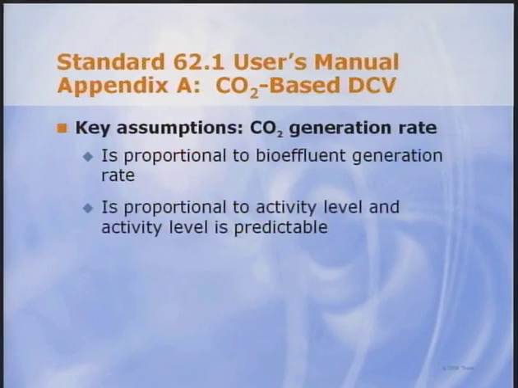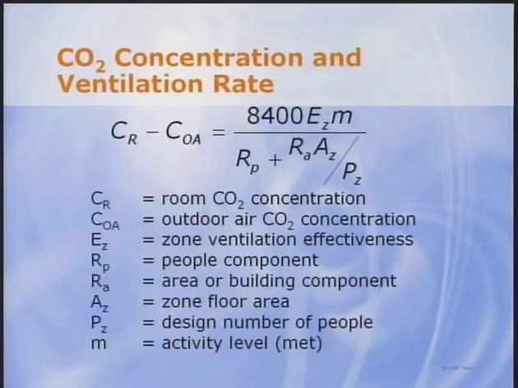The second assumption is that CO2 and bioeffluents are generated at a rate proportional to activity level in a known manner, and that activity level can be reasonably predicted for a space in question. While there is research that supports both of these assumptions, there is nevertheless some uncertainty. I will discuss later a new research project currently being developed by ASHRAE that will be looking into this issue further. Here is the CO2 equation once again.